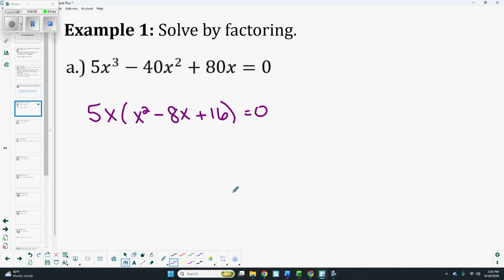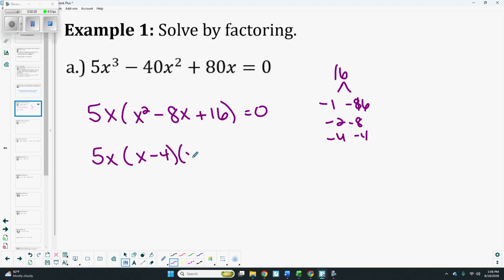So this is a quadratic that is factorable. We're going to look for the two numbers that multiply to 16 that add to negative 8. Negative 1 and negative 16 doesn't work. Negative 2, negative 8 doesn't work, but negative 4, negative 4 does. So it's going to be 5x, x minus 4, and x minus 4.